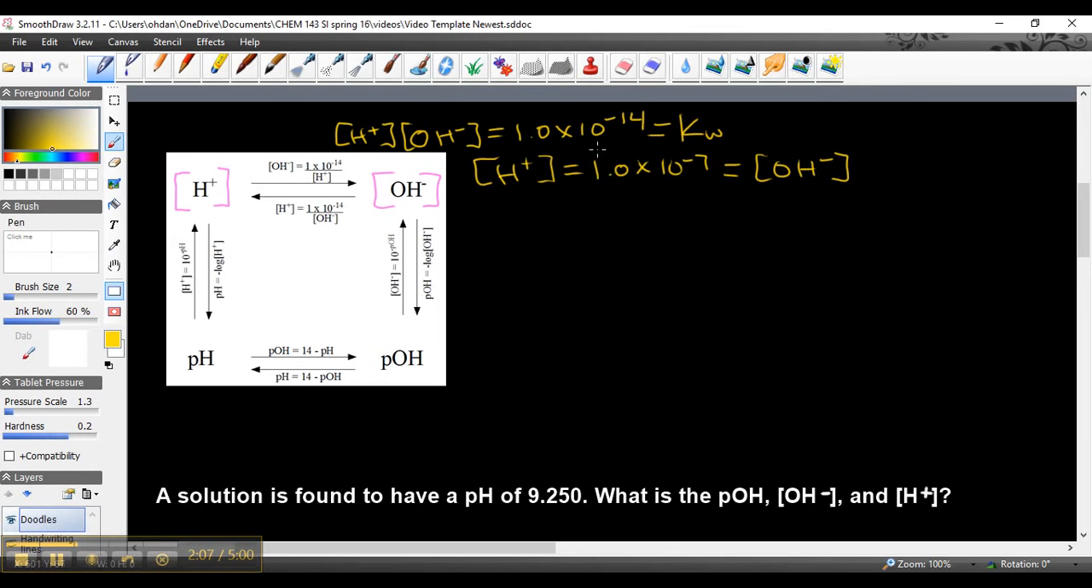of hydronium. Hydronium equals hydroxide in a neutral solution, right? Because you don't have more of one than the other, is what I'm trying to say. So this is neutral. Okay, so that explains this top part right here.